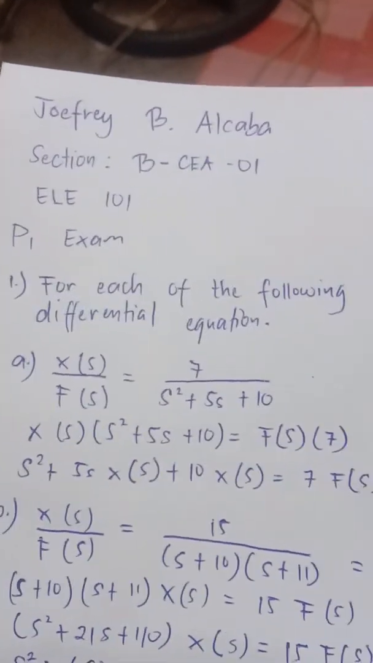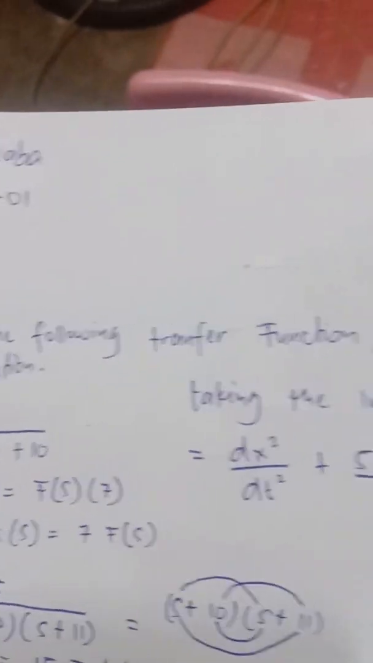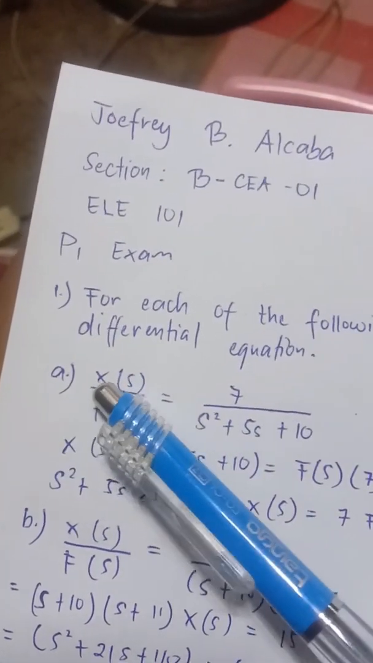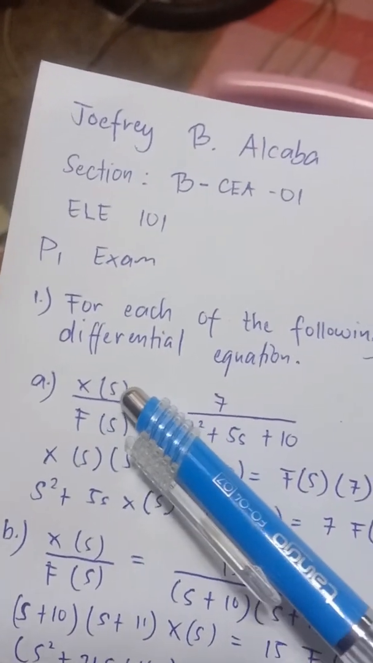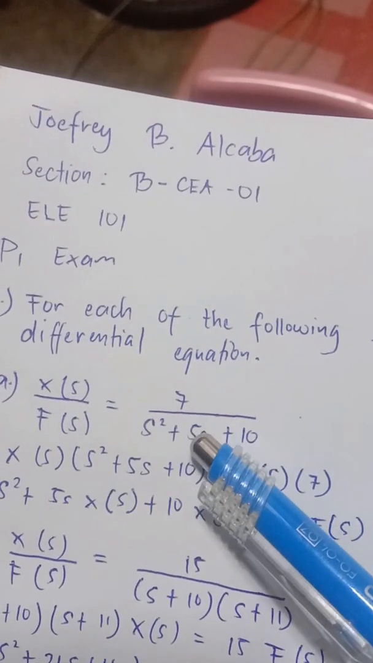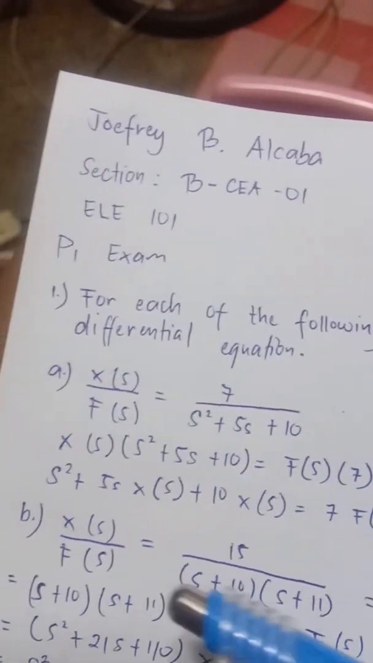This is number 1. For each of the following transfer functions, write the corresponding differential equation. This is letter A. X(s) over F(s) is equal to 7 over s squared plus 5s plus 10. Let's now proceed.